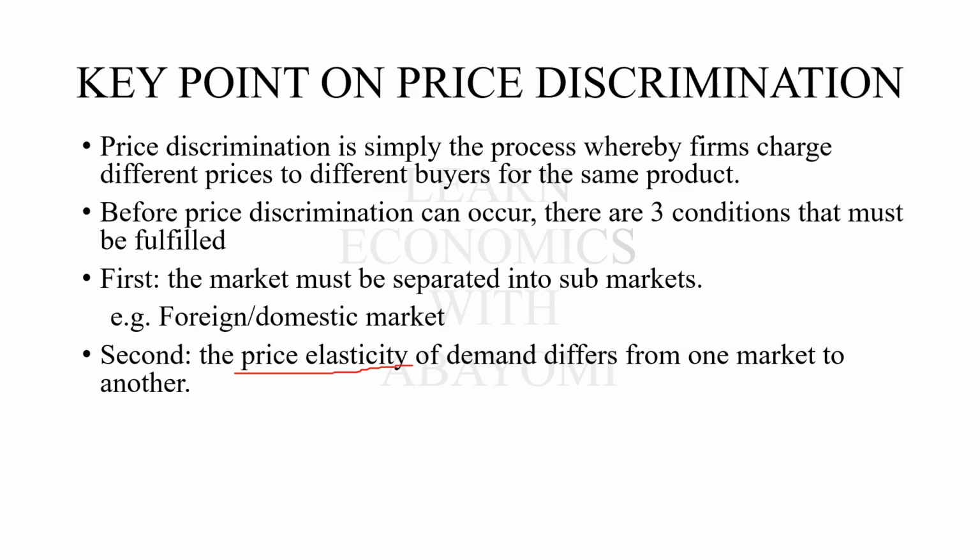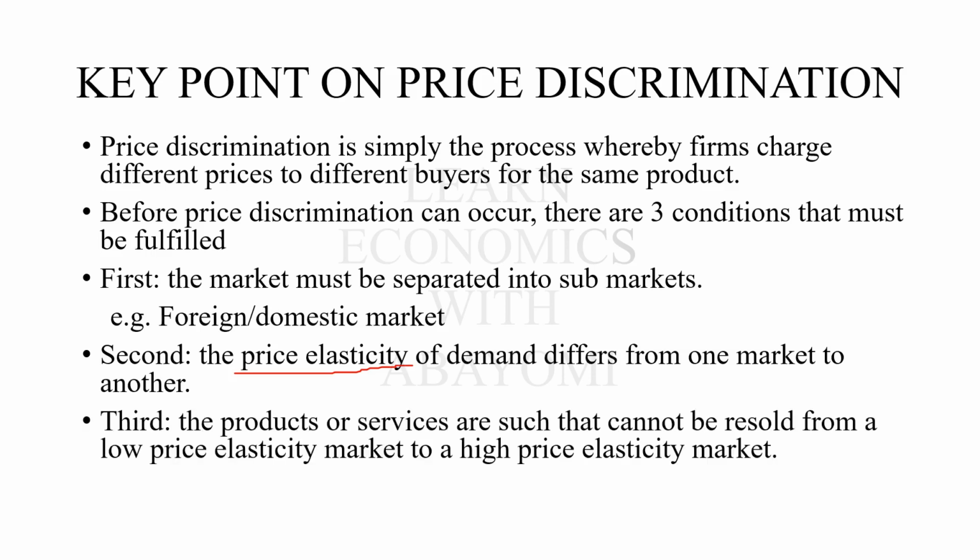But this second condition, the price elasticity of demand differs from one market to another, means that in a particular market, they must respond to prices more than the other markets. So the two markets that are separated must not have the same price elasticity, or else price discrimination cannot occur. So they must have different price elasticity of demand. That is, they must respond differently to changes in prices. That is the only way price discrimination can occur. So now let's move on to the next point, another condition that must be fulfilled.